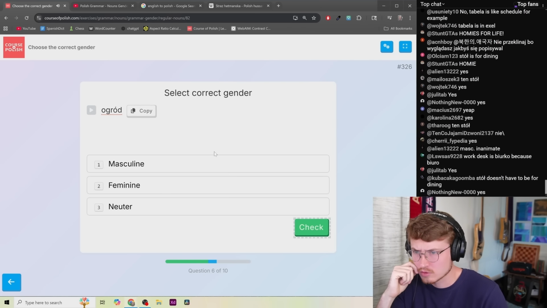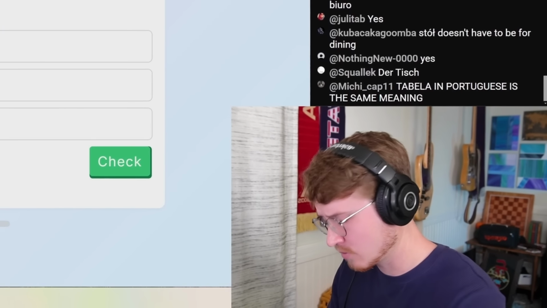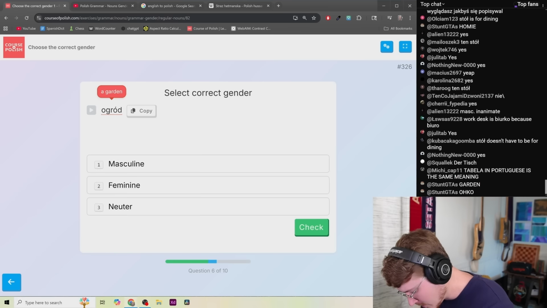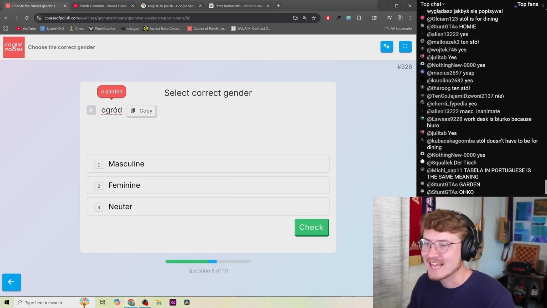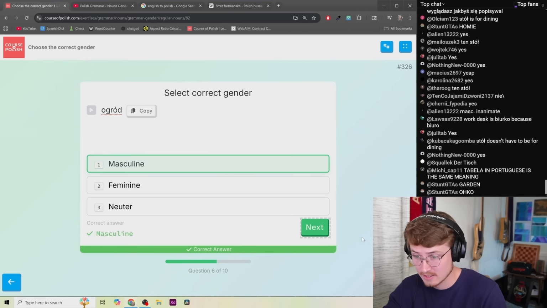Ogród. Okay, so the D at the end is a T sound. Means a garden. Beautiful. I would love to have a garden one day, but I live in an apartment. Means garden, and that's masculine because it ends in a consonant. All right, got it.